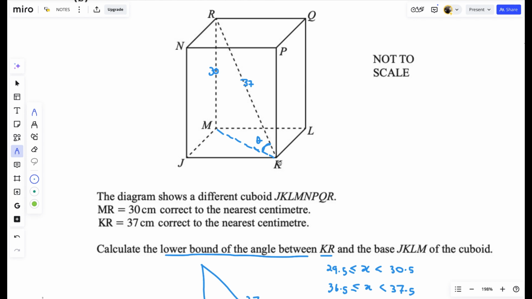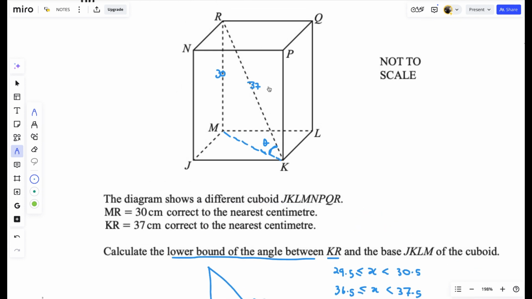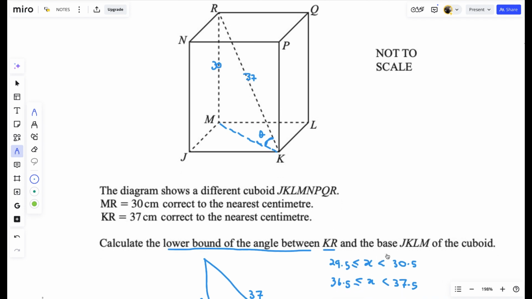From the right bottom to the top left is a very long diagonal, KR, which is 37 centimeters, correct to the nearest centimeter. Now it says calculate the lower bound of the angle between KR, this long diagonal, and the base JKLM.